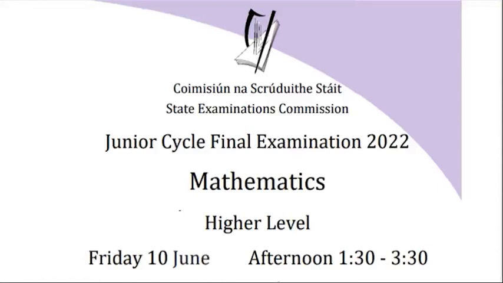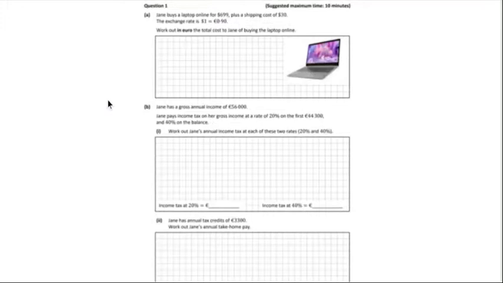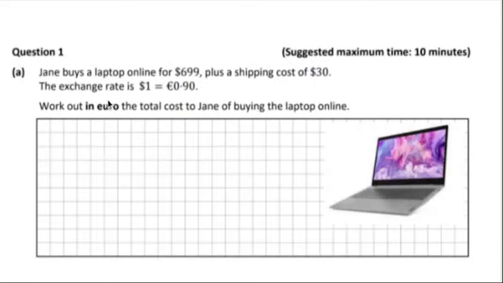Today we're covering the 2022 junior cycle higher level exam. First of all, the question is in financial maths. We have to change the value of $699 into euros, and we have to apply a shipping cost of 30 euros. Let's have a look at the numbers.